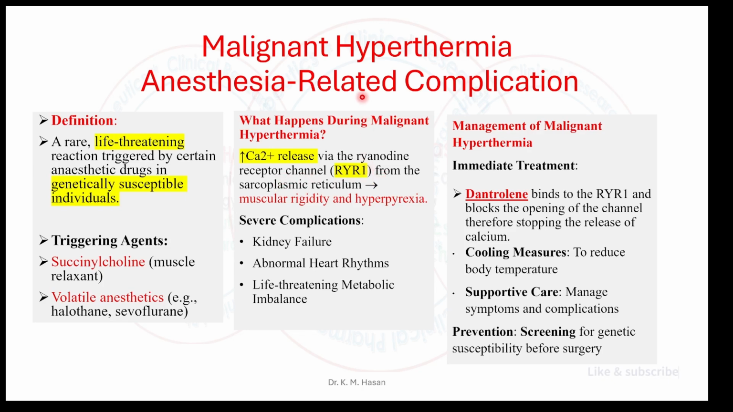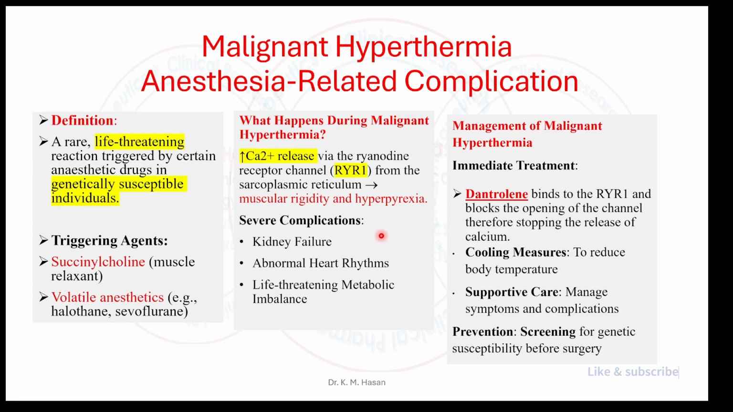So when you prescribe succinylcholine or halothane to the patient, the sarcoplasmic reticulum, through the ryanodine receptor, will release a large amount of calcium, and this will lead to muscular rigidity and hyperpyrexia. What does hyperpyrexia mean? It means fever or high fever, and muscle rigidity means severe muscle contraction. So with malignant hyperthermia, we have two main issues. Number one, muscle rigidity. Number two, high fever or hyperpyrexia.